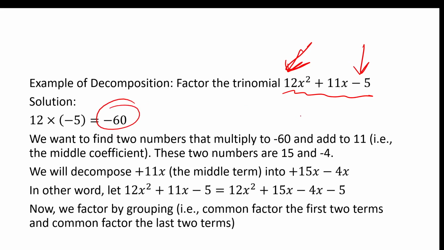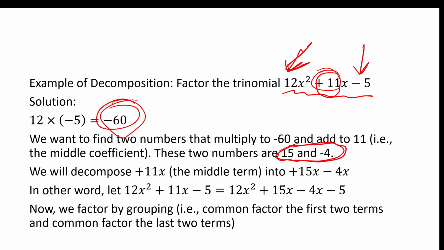Now we want to find two numbers that multiply to negative 60, but they must add to 11, because 11 is the middle coefficient. Well, the two numbers that do that are 15 and negative 4. 15 plus negative 4 is positive 11. 15 times negative 4 is negative 60.